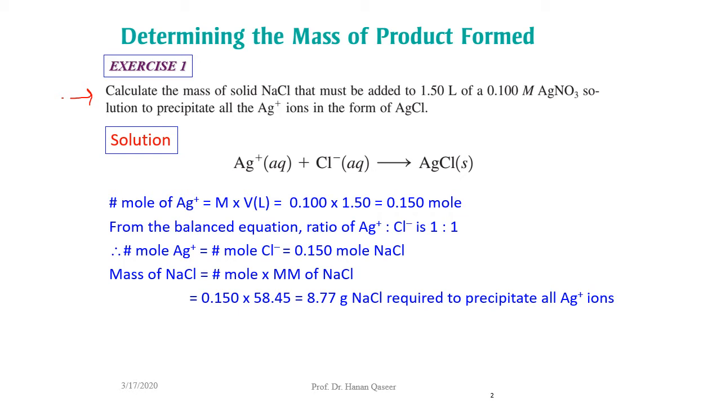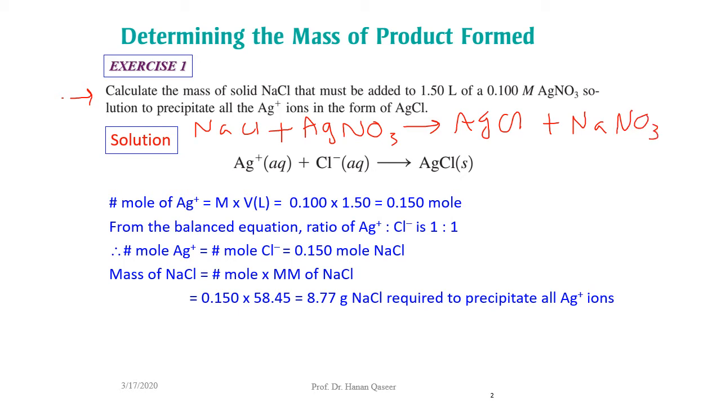First of all, we have to write down the molecular equation concerning this reaction. Sodium chloride solid completely dissolved in water to give sodium ion and chloride ion, with AgNO3 solution gives silver chloride precipitate plus NaNO3, which is a soluble salt.